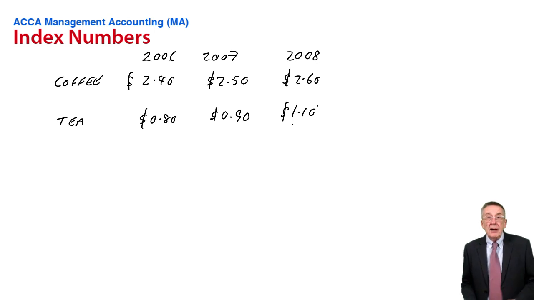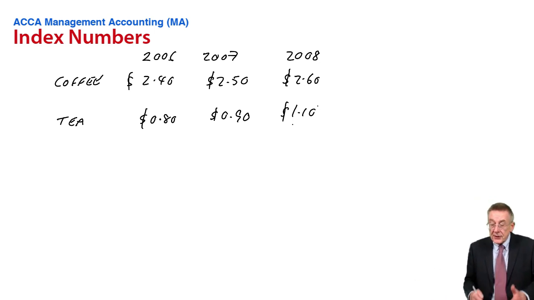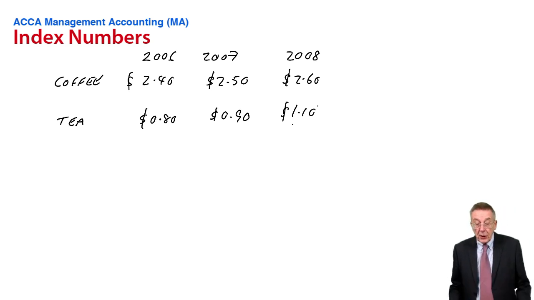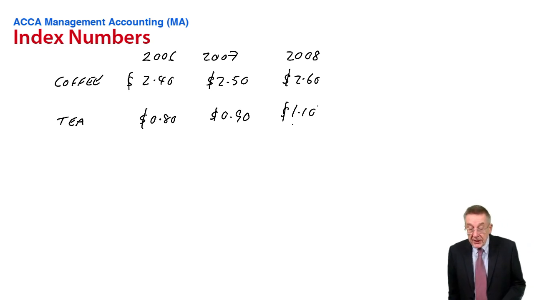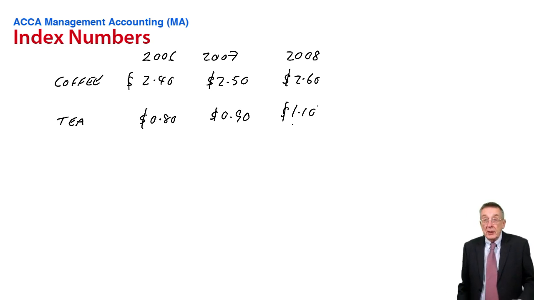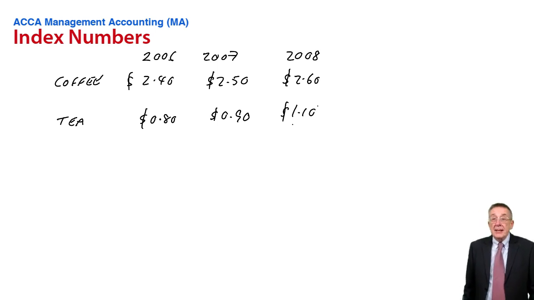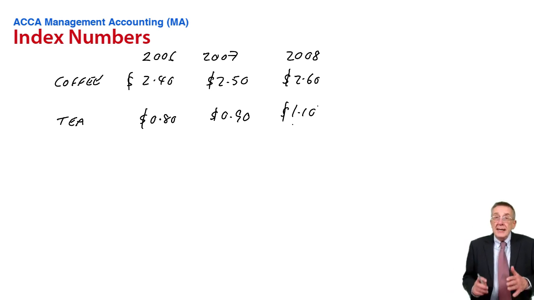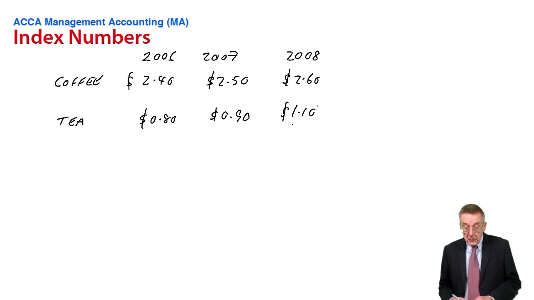Well, it's not immediately obvious which one is going up more, because obviously they started with different prices. Tea here is always cheaper than coffee. But which one went up the most in 2007? You know, in percentage terms, which one went up the most in 2008? It's not immediately obvious. And so index numbers are used to be able to make it much clearer.